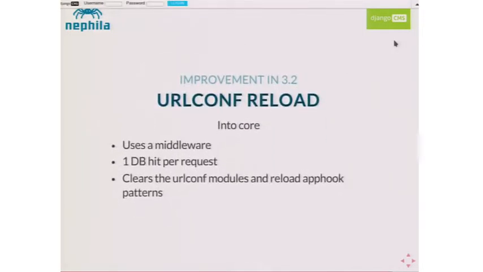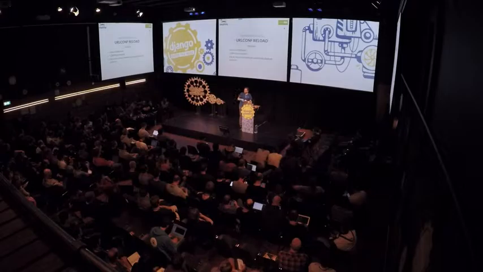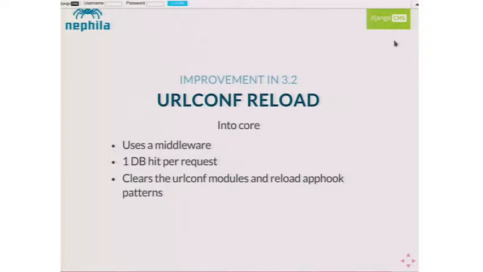And this is an improvement in 3.2 instead, and we are now able to reload the URL conf as you update the apphook, thanks to code by Stefan Foulis that should be around here, over there. It used to be an external application, and it's now in the core. It's just a middleware which hits the database on each request, unfortunately, but it's the only way to achieve this at the moment, and to detect whether we should reload the global URL conf or not.